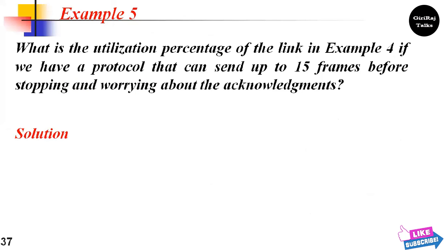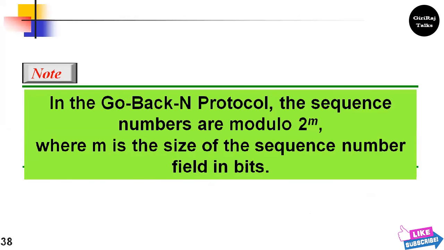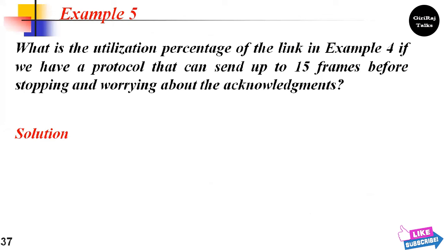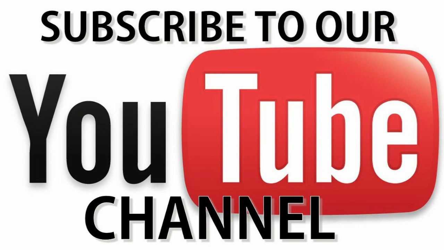Let us see another example. What is the utilization percentage of the link in example 4 if we have a protocol that can send up to 15 frames before stopping and worrying about the acknowledgements? The solution: the bandwidth delay product is still 20,000 bits. The system can send up to 15 frames, or 15,000 bits, during a round trip. This means the utilization is 15,000 per 20,000, or 75%. Of course, if there are damaged frames, the utilization percentage is much less because frames have to be resent.